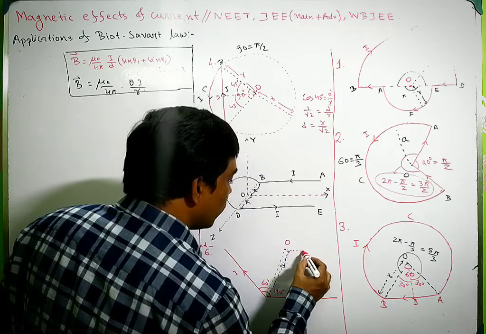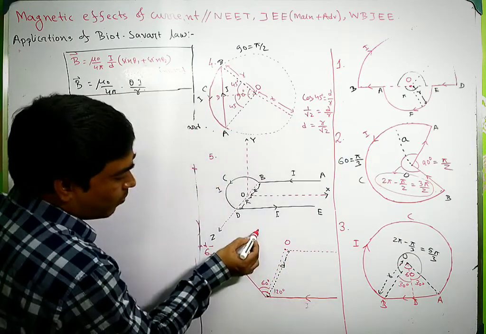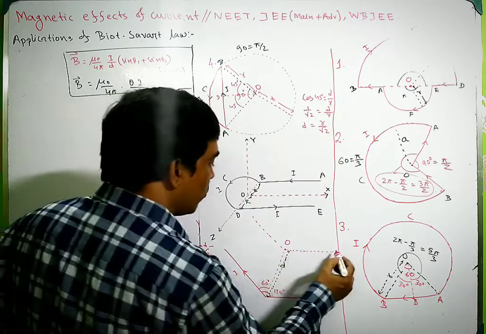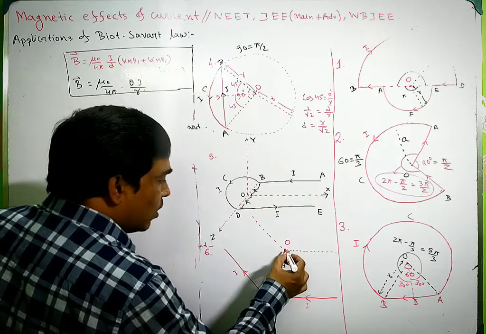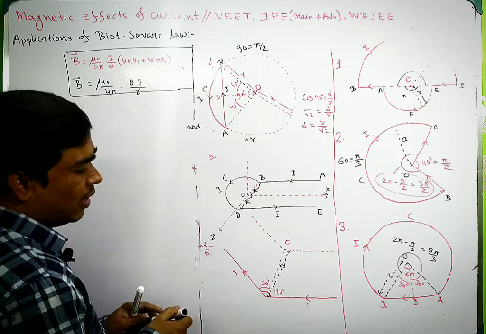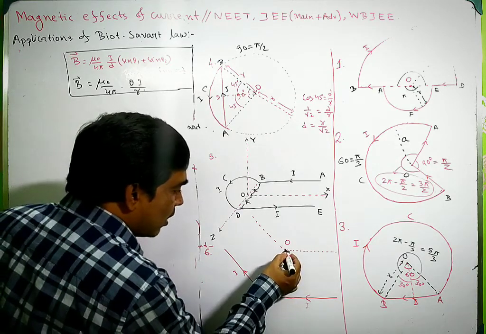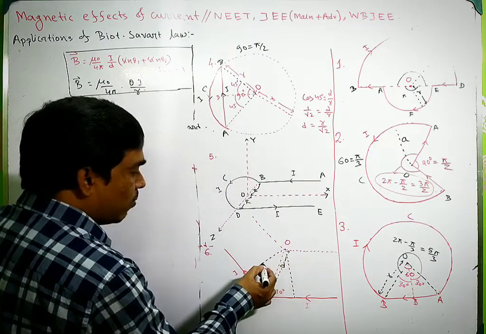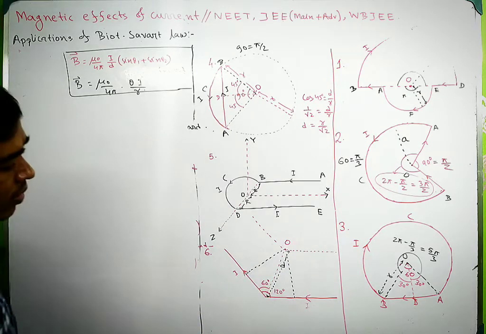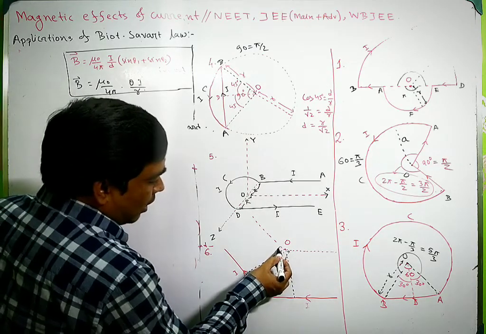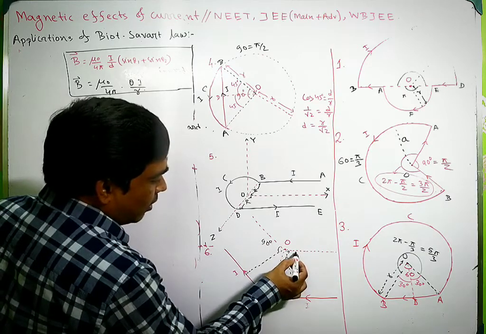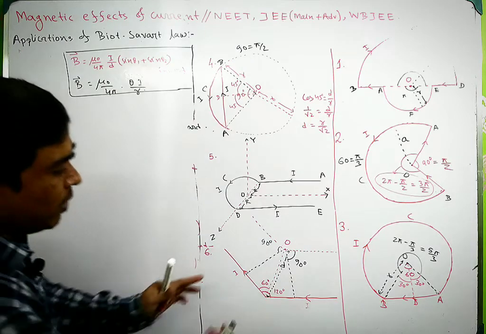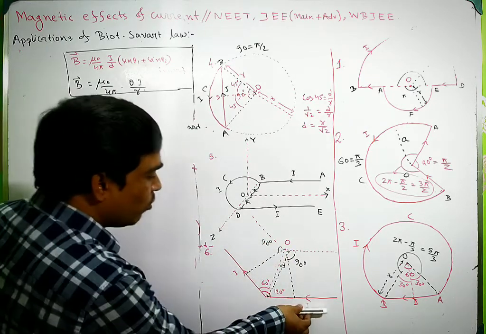So if you draw this in this way, this portion is parallel to this, and this portion is parallel to this. If I draw a perpendicular, this is a perpendicular distance, and this is also a perpendicular distance. So this angle is 90 degrees, and this angle is also 90 degrees, because I have drawn the perpendicular distance from this point to these two wires.